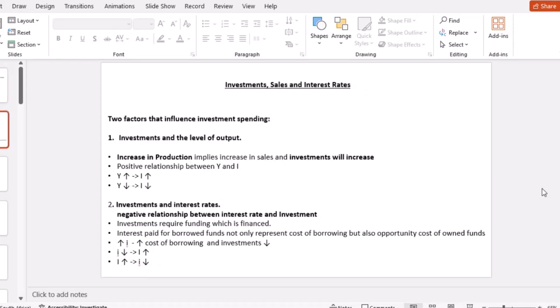Yeah, let's look at this. The two factors that influence investment spending. One is your level of income and output, and the other is the interest rates. The two factors that affect investments you must know are your level of income and output and your interest rates. Now let's look at the impact of both. The first, let's look at the level of output.